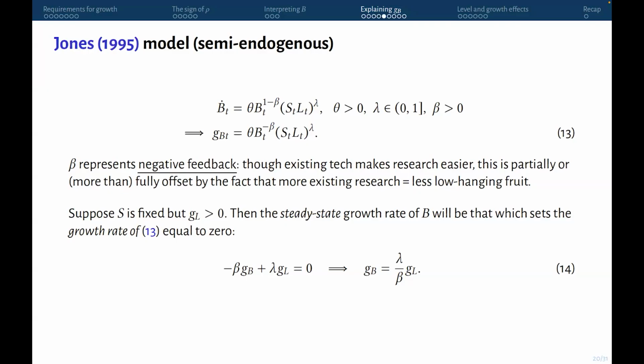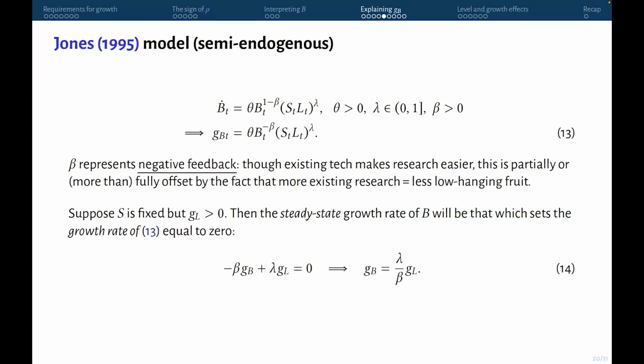Suppose that S is fixed, but the population grows at rate GL. You're going to need population growth to sustain growth in S out, right? Because S can't grow forever. S is just between 0 and 1. So let's just say S is fixed. We've got this long run growth in population.